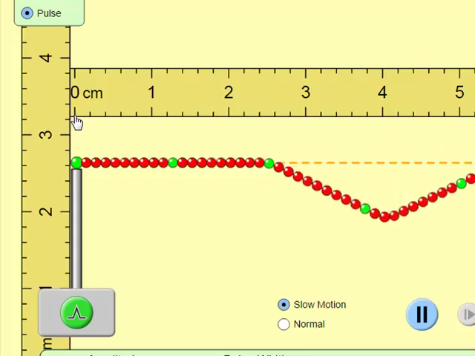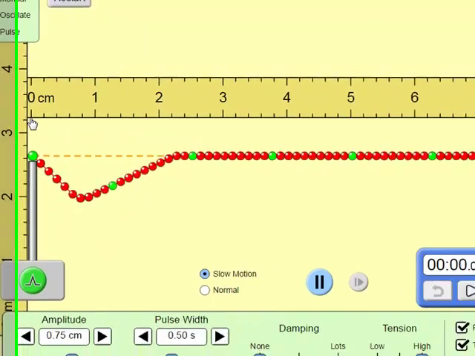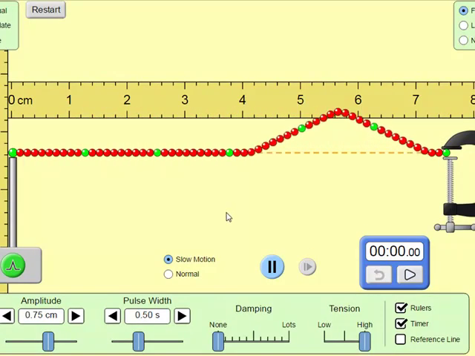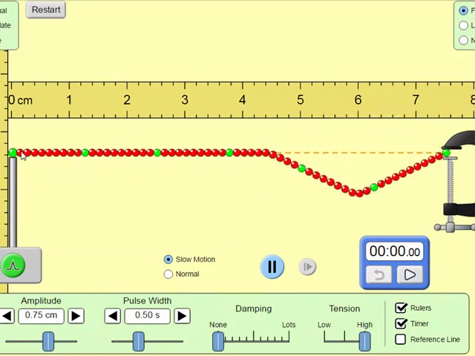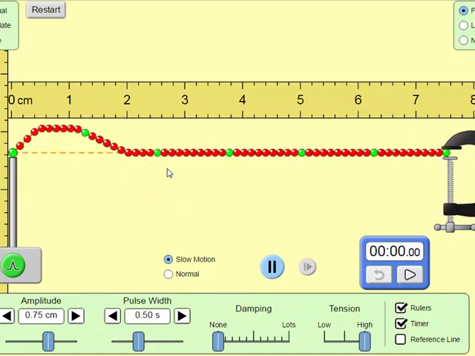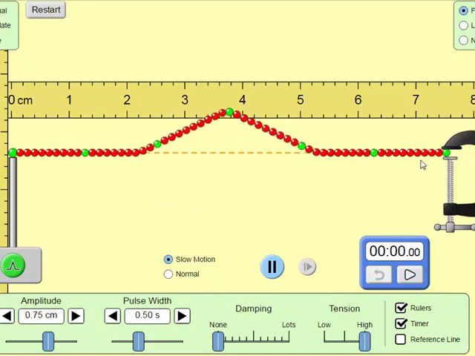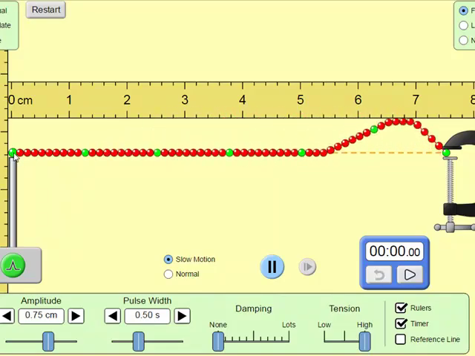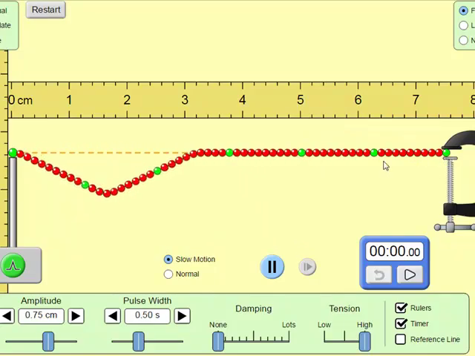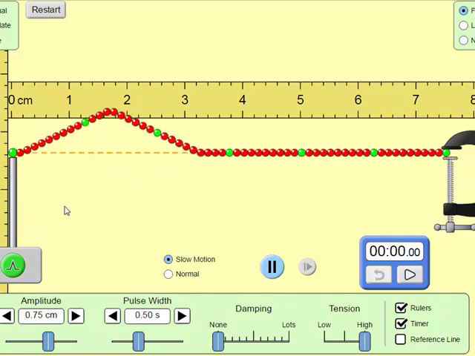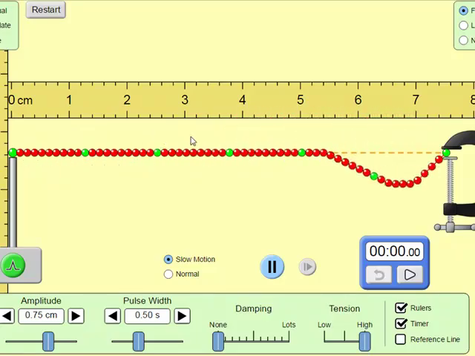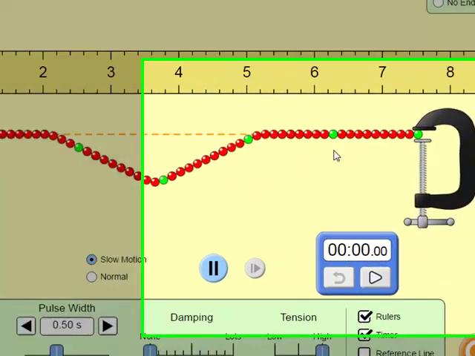I can see here the distance from my starting point at 0 centimeters and my clamped end over here is about 7.5 centimeters. So the distance I travel every time my wave goes from one end to the other is 7.5 centimeters. So to start on the left side, over to the right side to the clamp and back over to the left side would be a total of 15 centimeters. If I did this several times, I would have a longer distance.